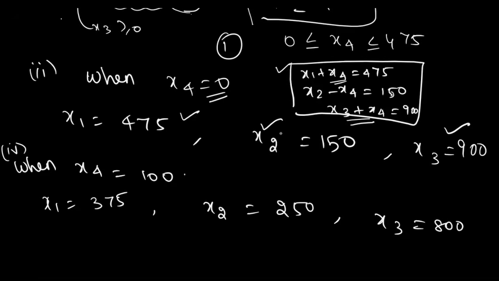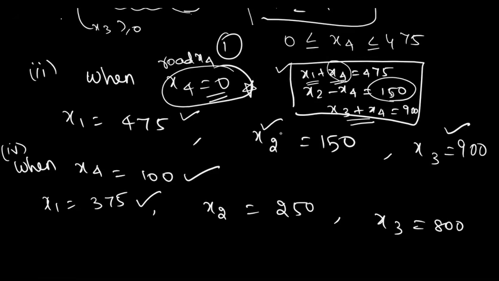And your last question is, when x4 is equal to 100, what could be the values? Because x4 can take any positive value. So here they have given a particular value. When the road is closed, automatically there is no flow in x4. So when the road is closed, or when x4 is 0, they mention particularly that road x4 is closed, so you can take this condition. Similarly, substitute x4 as 100: 475 minus 100, you will get x1 as 375. x2 is 150 plus 100, so 250. And hence x3 is 900 minus 100, which is 800.